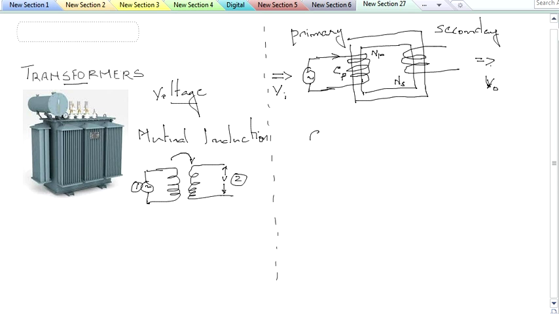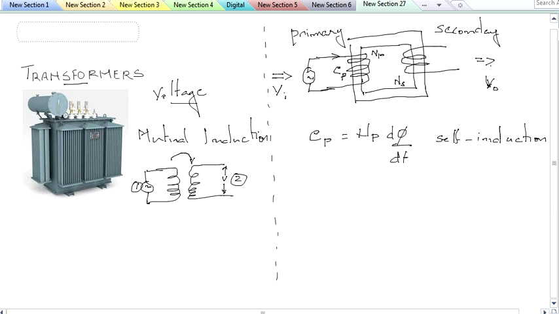So this is given by the expression EP is equal to NP into d phi by dt. Obviously, this expression comes from electromagnetic induction, where the induced EMF is equal to the number of turns in the coil times the rate of change of magnetic flux. Now you can see that this is caused by self-induction, because the flux is created by the primary coil itself.